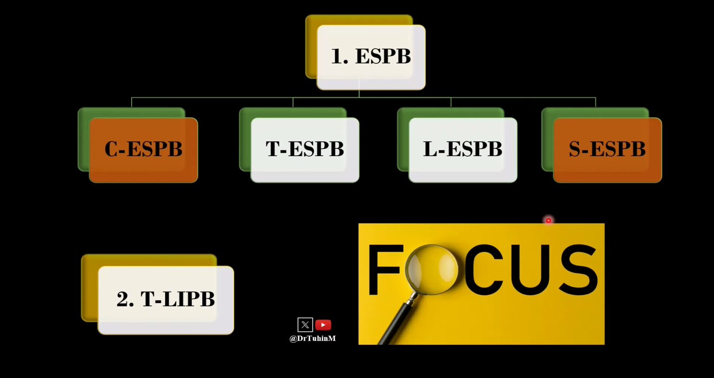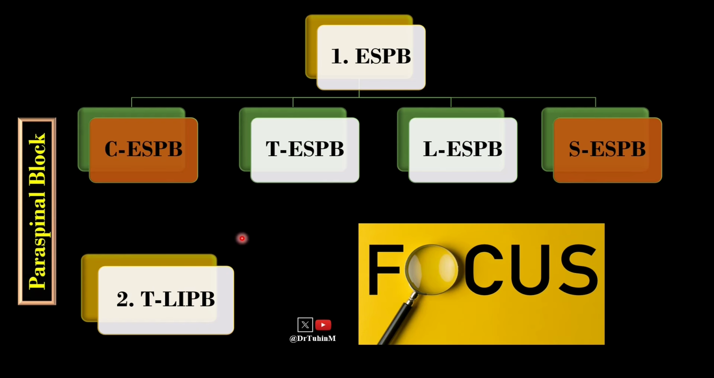Today we are discussing the erector spinae plane block, which, according to the area of spine surgery, we can divide into cervical, thoracic, lumbar, and sacral. Why I have put a different color for cervical and sacral, you will subsequently understand. And another block, that is the thoracolumbar interfascial plane block. All these come under a single umbrella now, according to the latest Delphi consensus, that is the paraspinal block.